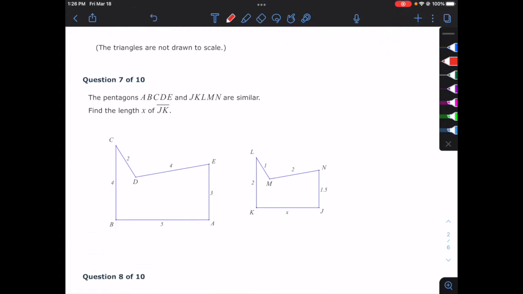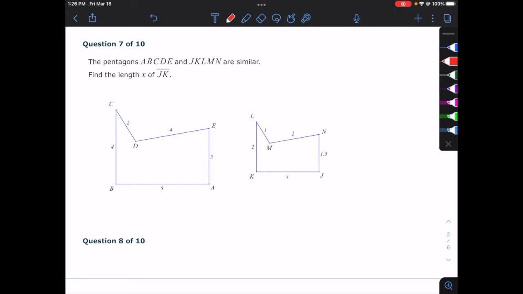Wonderful. Okay. Here we have pentagons ABCDE and JKLMN that are similar, and we can definitely see that they're in the same orientation. There's no confusing that. It says find the length of JK. It's not a joke. Man, they just walked right into that one, didn't they? All right, so JK is right there.